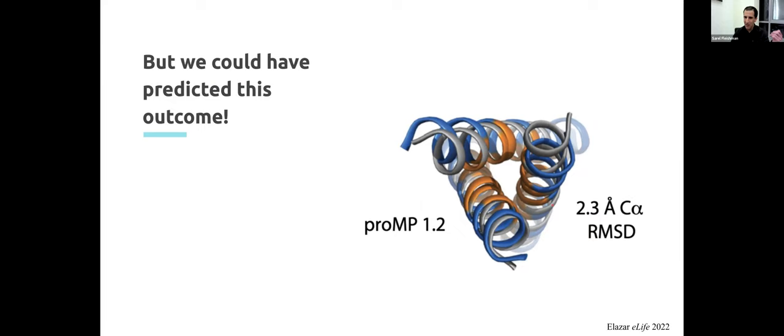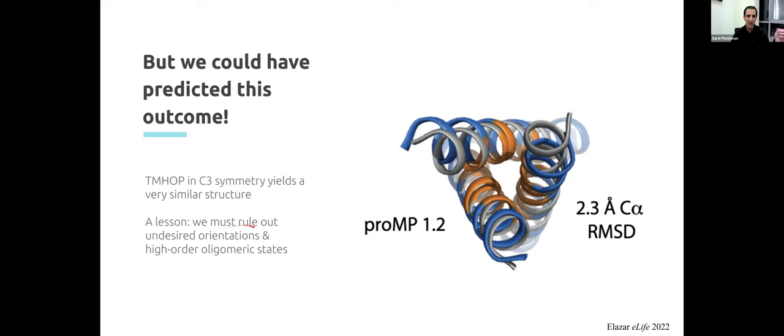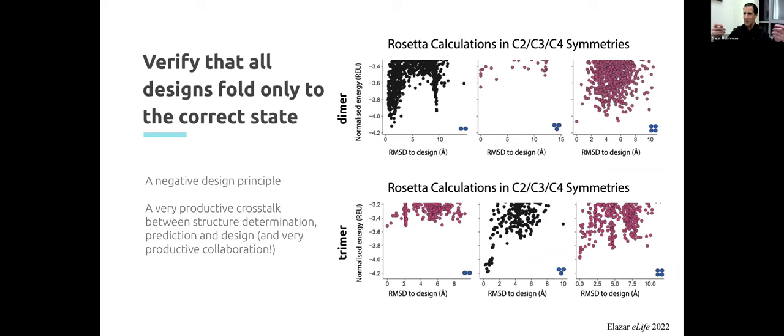So now we use this insight in order to change our design protocol. So yes, a lesson: we must rule out undesired orientations and higher order oligomeric states in design. This is a negative design principle. So what we did next, for each of the designed, let's say dimers or trimers or tetramers that we generated, we asked TM-HOP to verify that it uniquely folds into a dimer in this case. So you see here that it's a highly funneled structure, and a trimer forms a very flat, and a tetramer also forms very flat landscapes for the same sequence.